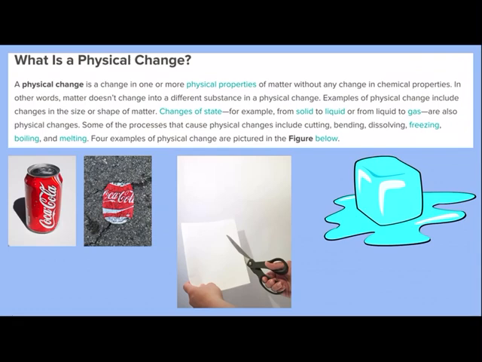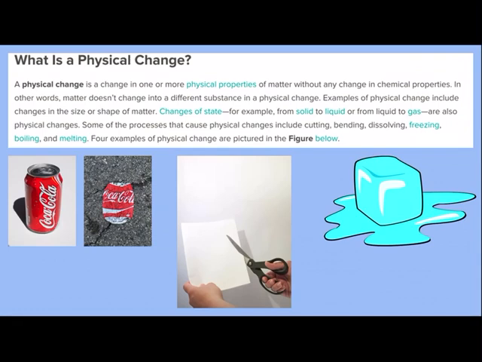If I have an ice cube and it melts, well, now I have water, but it's still the same H2O. It's still water, just in a different physical form. If it then evaporates or turns into steam, okay, it's a different physical form, but it is still water. So these are only physical changes. We're not changing it into something new.